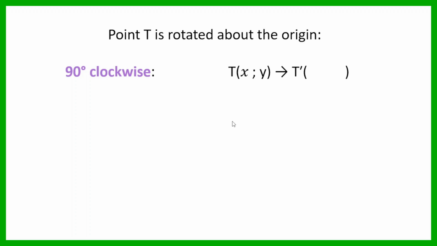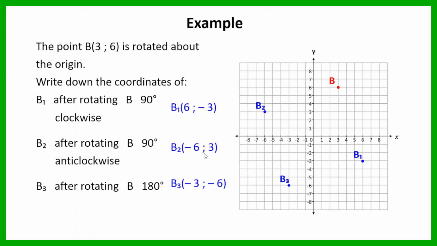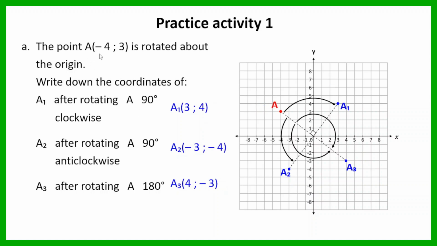So let's have a look at the examples we've done in this lesson. The first example we had, point B was the point 3, 6. When it was rotated 90 degrees clockwise, it changed to 6, negative 3. You can see the 3 and the 6 switched places, but the 3 had changed to negative. Let's have a look at the next example. When we had the point A, negative 4, 3, when it was rotated 90 degrees clockwise, it changed to 3, 4. Again, the 3 and the 4 changed places, and the negative 4 became positive.